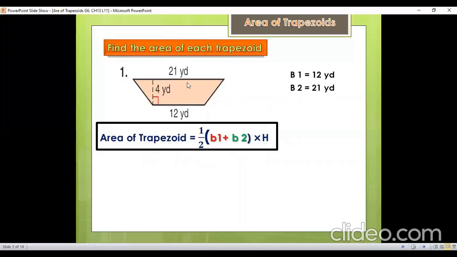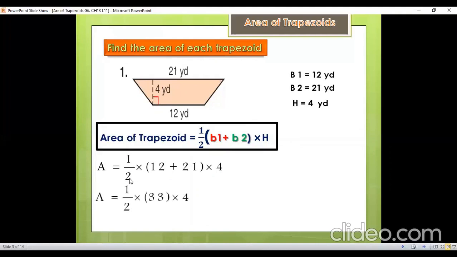And we have base 2, 21 yards, and the height is 4 yards. Then the formula is: area of a trapezoid equals half, base 1 plus base 2, multiplied by height. Substitute base 1 by 12 and base 2 by 21. Then half multiplied by 12 plus 21, in brackets, multiplied by 4. Half multiplied by 12 plus 21 equals 33, multiplied by 4. Try to get half of 4. It's very easy.